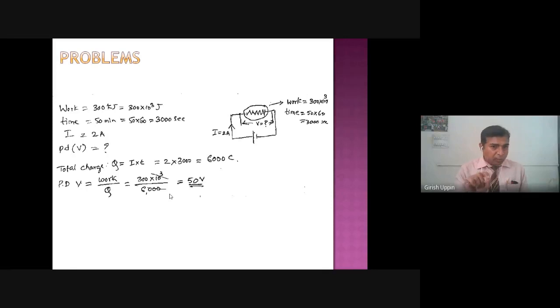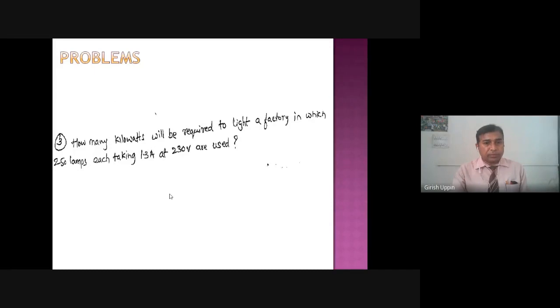So if it is time, go to seconds. If it is work, go to joule. If it is power, go to watt. Don't go with any other derived units. Okay, so 50 volt is the potential difference across the heating element.